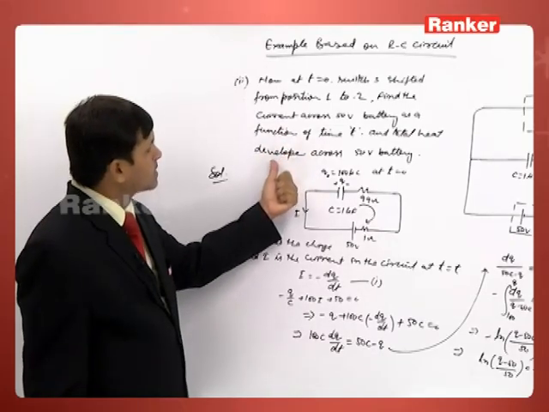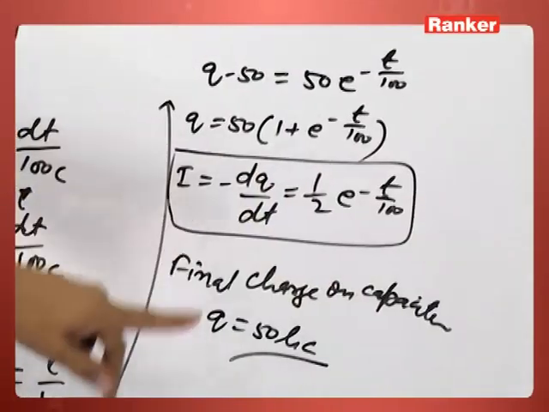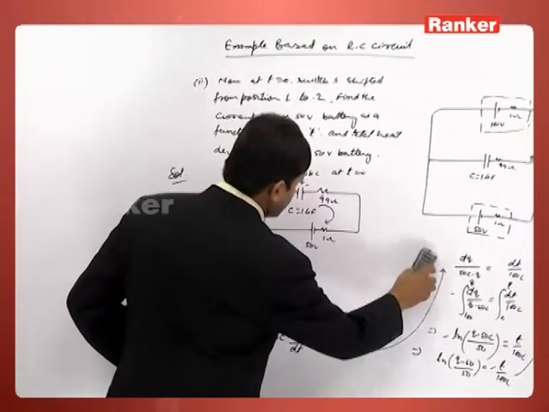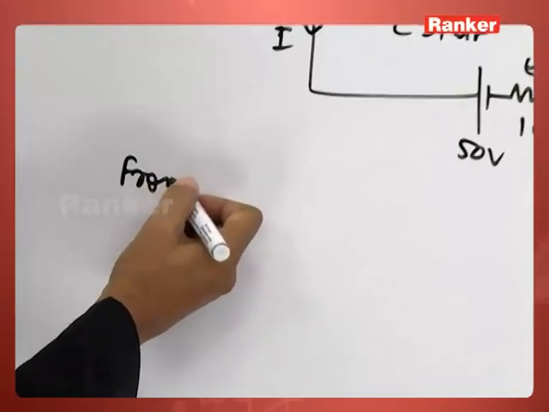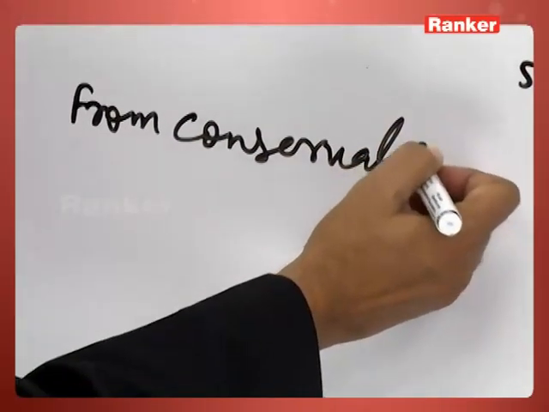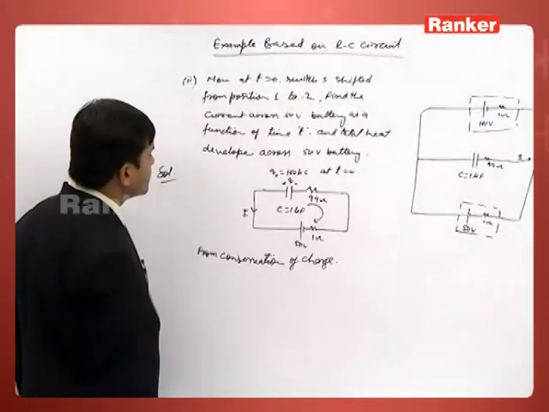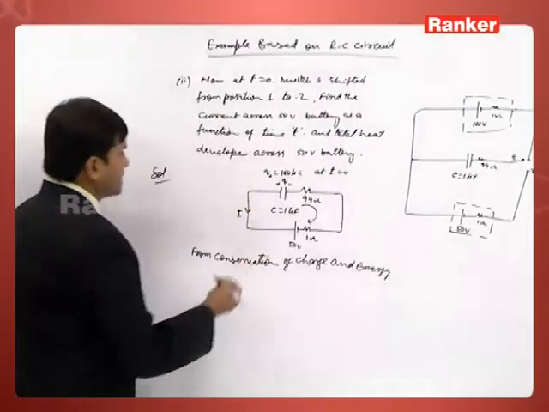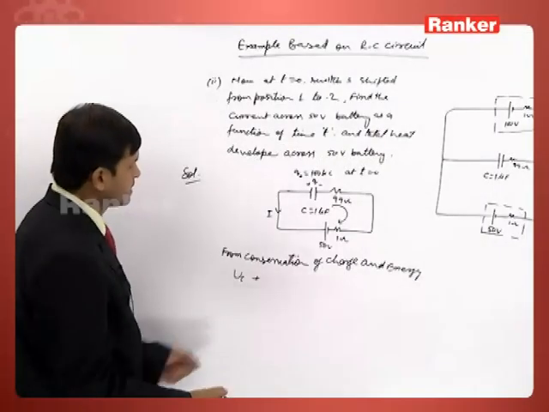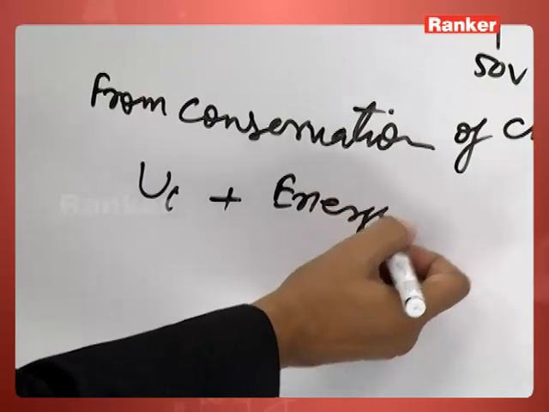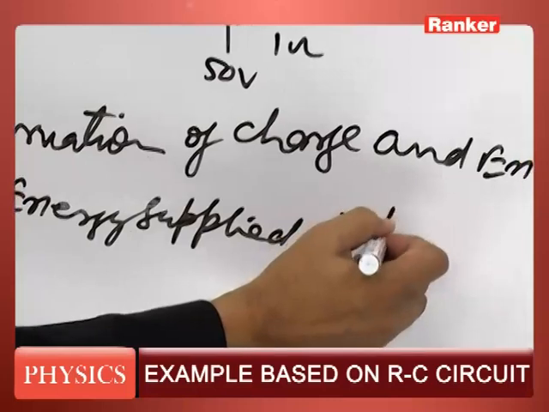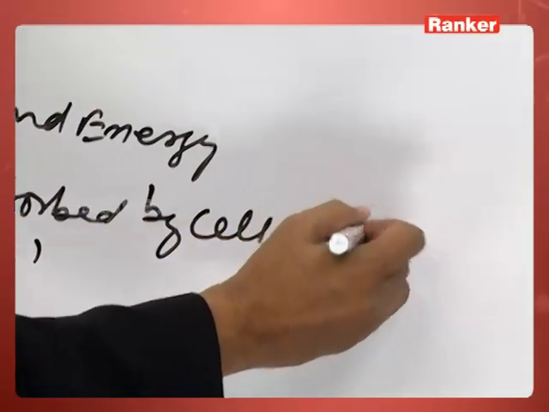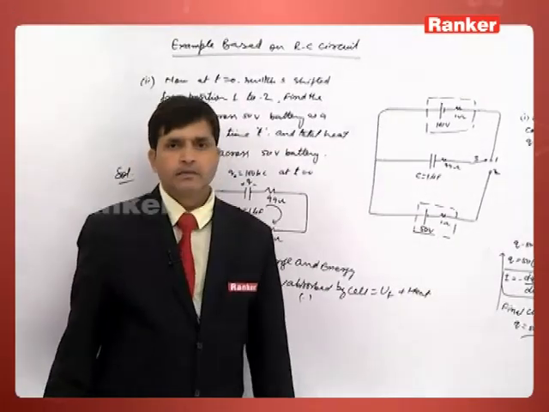So this is the relation now. After that, we can apply conservation of energy. We got current also as a function of time and charge also. Now, how to get the heat developed here? So now see, from conservation of charge and energy, we can write: initial energy plus energy supplied or absorbed by the cell, supply when positive, absorb when negative, is equal to final energy plus heat. This is the equation of conservation of energy.